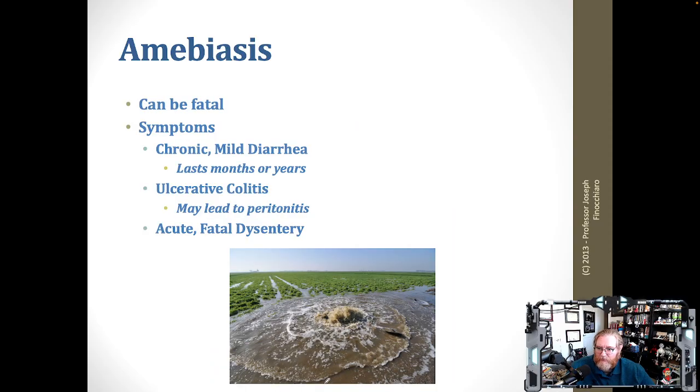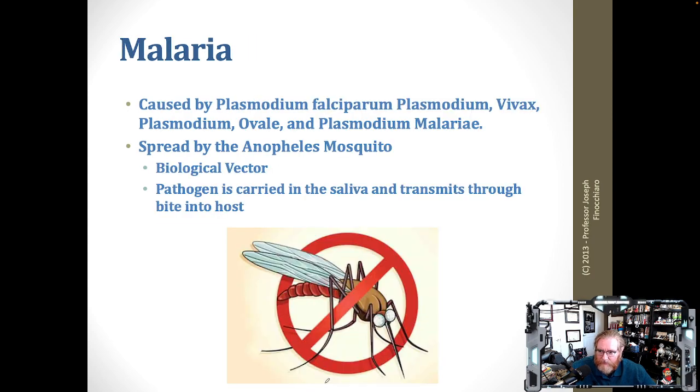It can be fatal. Symptoms of this disease include chronic mild diarrhea that lasts for months or years. Just going to go out on a limb here and say that if you have chronic diarrhea that is lasting months or years, you may want to contact your general practitioner. Ulcerative colitis, which may lead later on to peritonitis, and acute fatal dysentery.